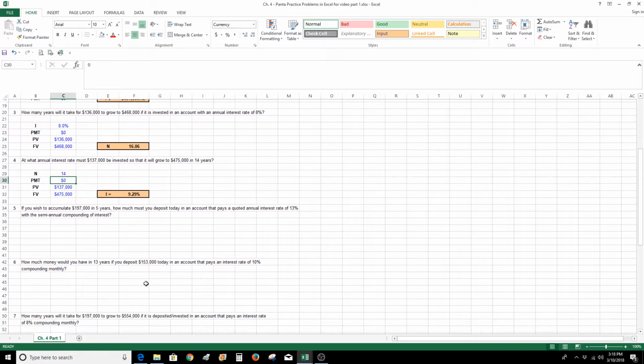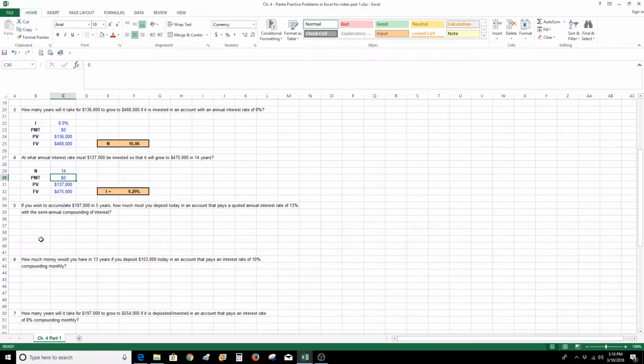Number 5. If you wish to accumulate $197,000 in 5 years, how much must you deposit today in an account that pays a quoted annual interest rate of 13% with the semi-annual compounding of interest? Okay, so it's looking for the present value because it says how much must you deposit today.